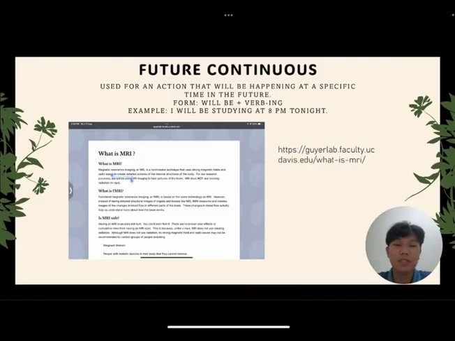Next, we have future continuous. Future continuous is used for an action that will be happening at a specific time in the future. Form: will be plus verb-ing. Example, I will be studying at 8 p.m. tonight.